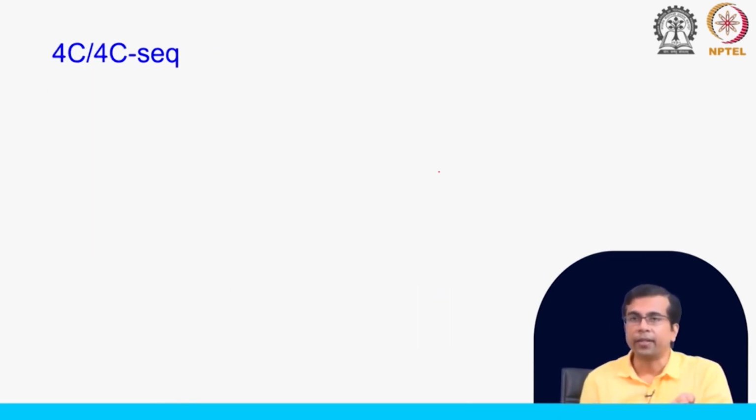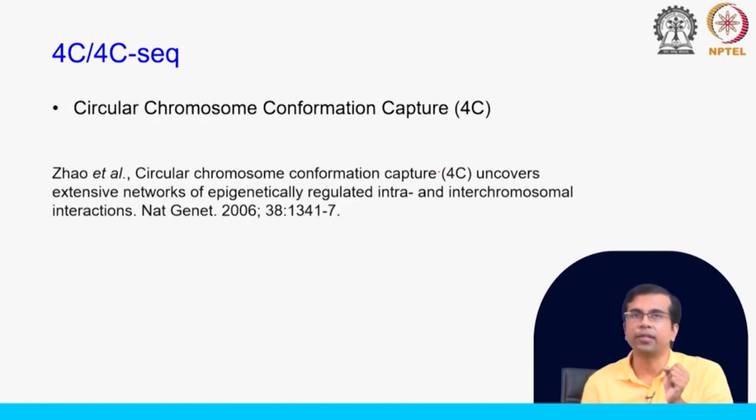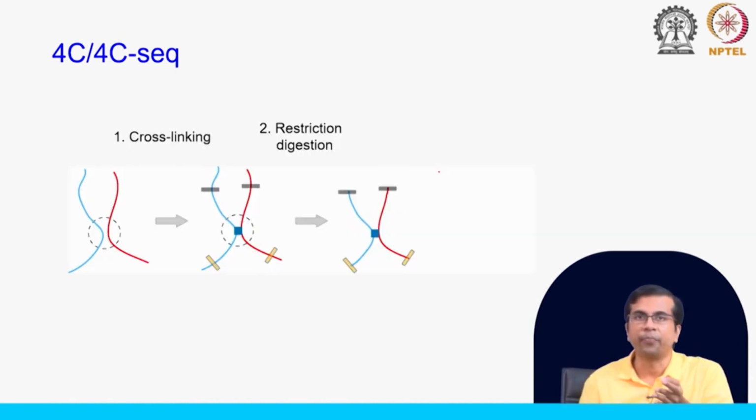There is a variant that, as I mentioned, is called 4C or 4C sec. The full form is slightly different. It is called circular chromosome conformation capture, or sometimes also referred to as circular 3C. And this is the paper that actually proposed this method. The protocol is slightly different, so let us look at that.